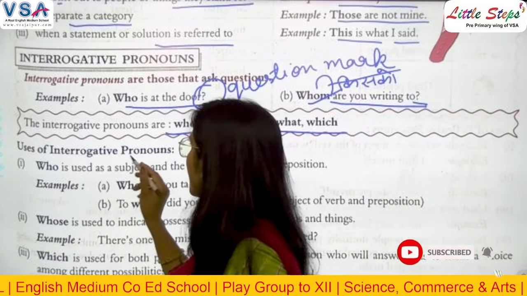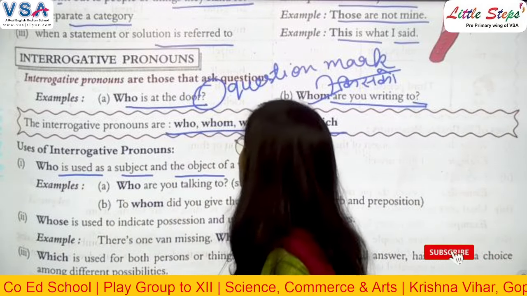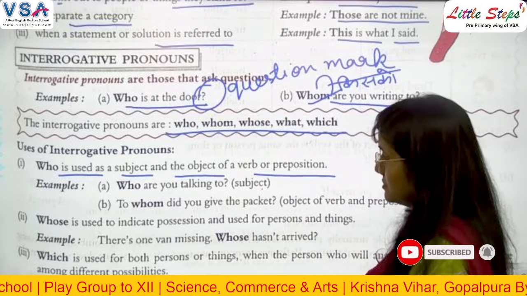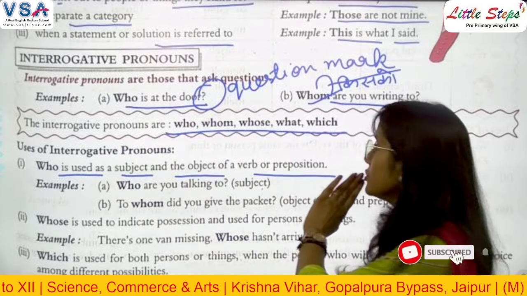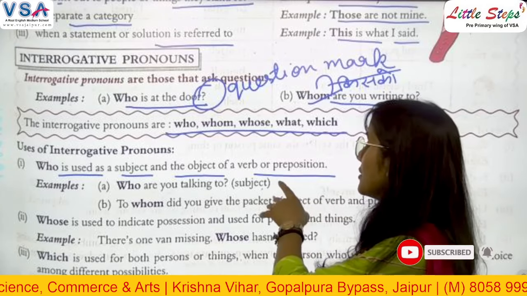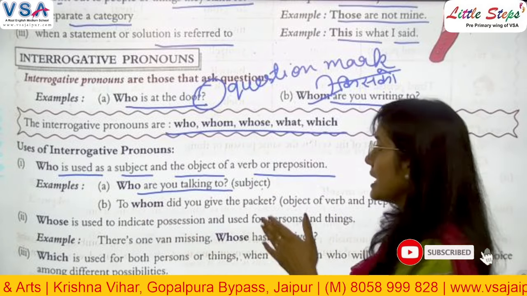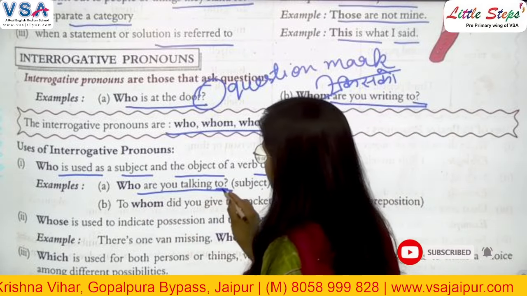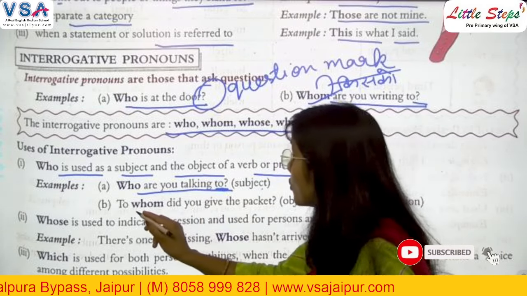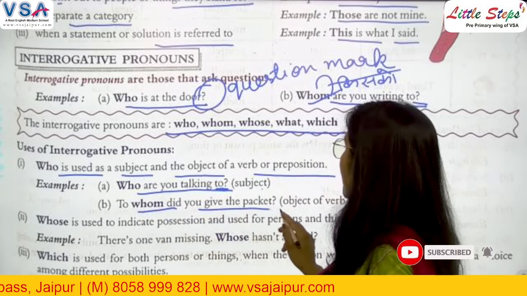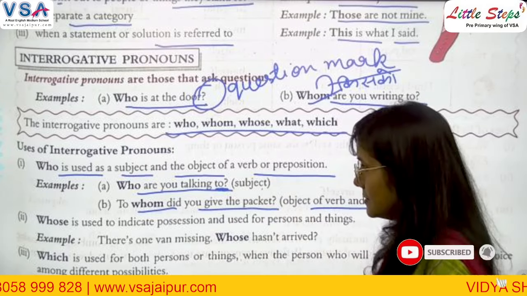Uses of interrogative pronouns. Who is used as a subject and the object of a verb or a preposition. Who का use subject और object दोनों के लिए किया जाता है, या तो वो उसकी verb हो सकती है या preposition. Like this: Who are you talking to? मतलब लास्ट में आपका यहाँ पर to है, this is your preposition. तो आप किसके बारे में बात कर रहे हो. To whom did you give the packet? अभी आपका ऑब्जेक्ट हो गया कि तुमने किसको ये पैकेट दिया.